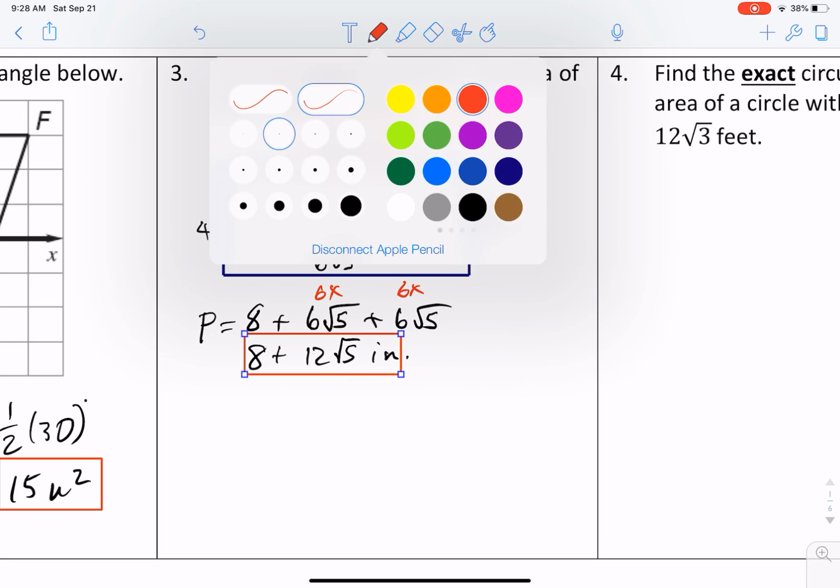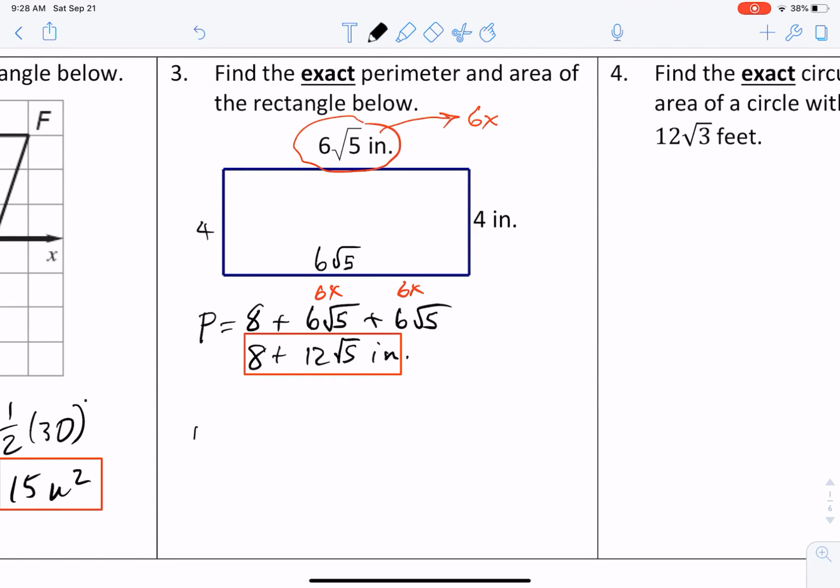Nice. All right. And now let's find the area. Area should just be the length times the width, which, it doesn't really matter the order here, but I'm going to put the 4 first and the 6 square root of 5.